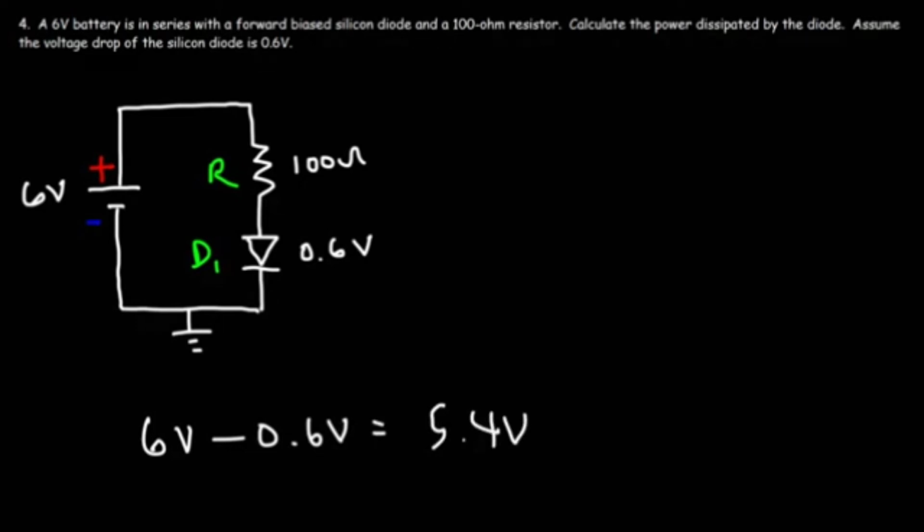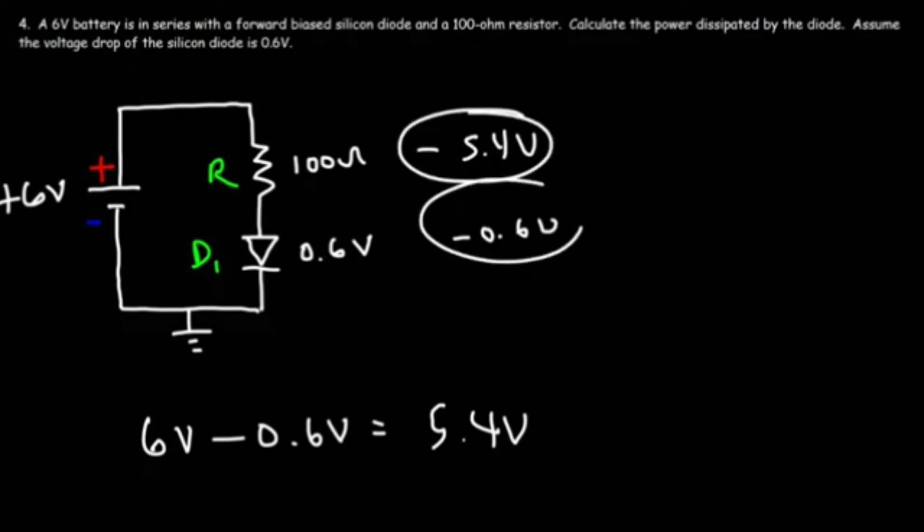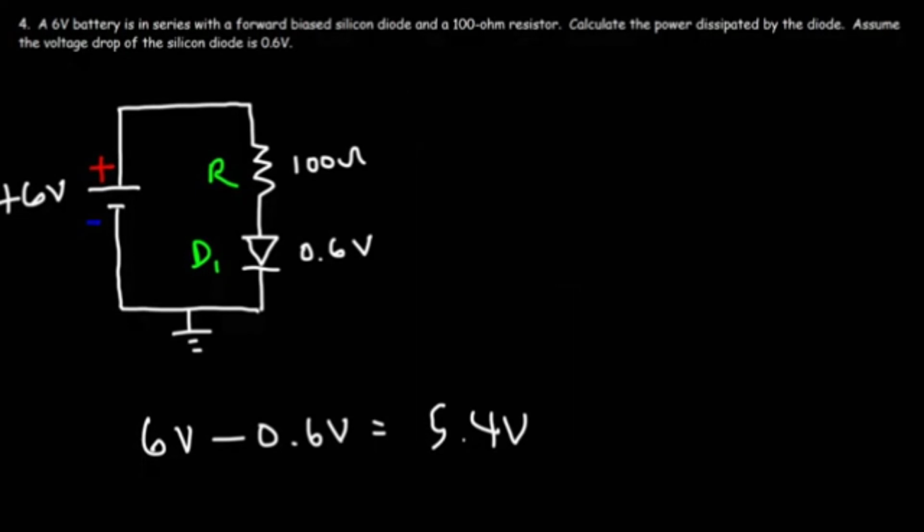According to Kirchhoff's voltage law, the sum of the voltages around a closed loop must add to 0. So this is positive 6, this is going to be negative 0.6, and negative 5.4. These are negative because they consume energy from the circuit, so they have a voltage drop. This is a voltage rise because it delivers energy to the circuit. But the sum of the voltages must add to 0 in a closed loop. So that's the voltage across the resistor, it's 5.4 volts.